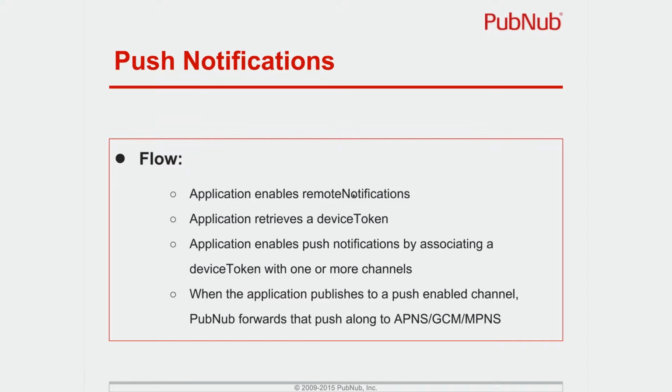Application enables remote notifications. This is for receiving a push notification. Application retrieves a device token. This is still on the iOS side. Application enables push notifications by associating a device token with one or more channels. That's PubNub specific. And then when the application publishes to a push-enabled channel and it contains the proper payload, the push notification will be sent to, in our case, APNS, and then sent on to the device. Okay.